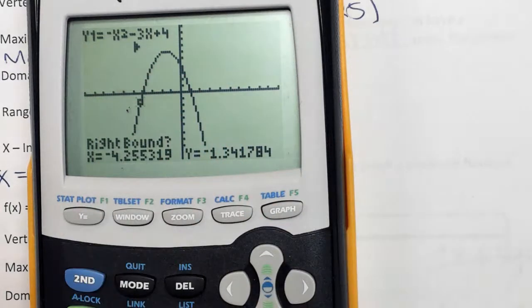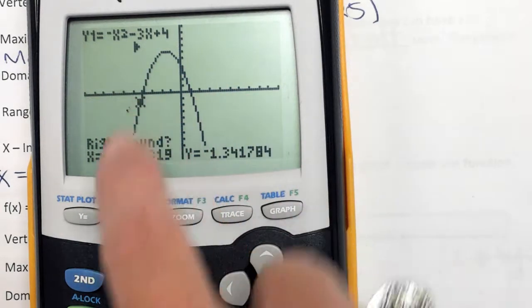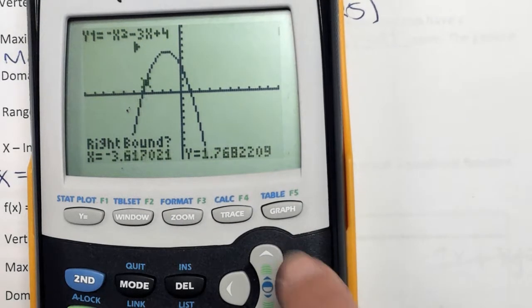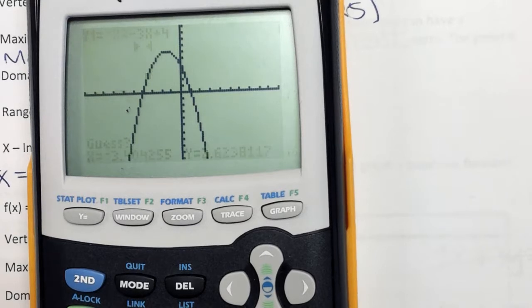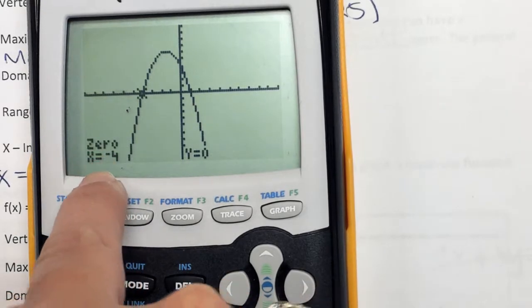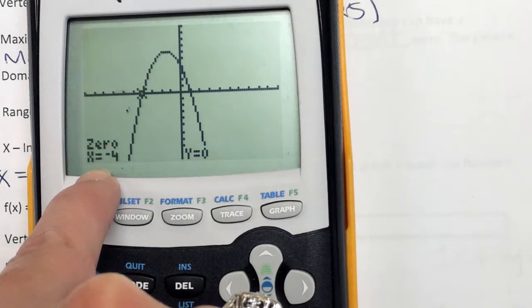Talking about the same intercept. Here's to the left of it. Yes, anywhere up here to the right of it. Hit enter. Should say guess question mark. Hit enter again. And that's another way you can find it. Does everybody see that?